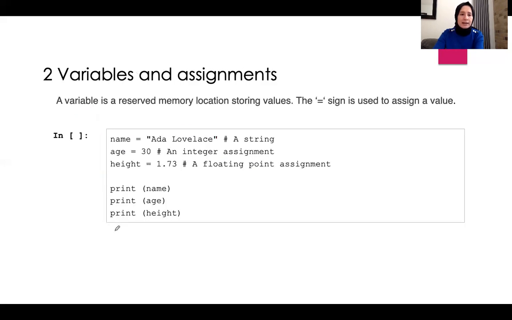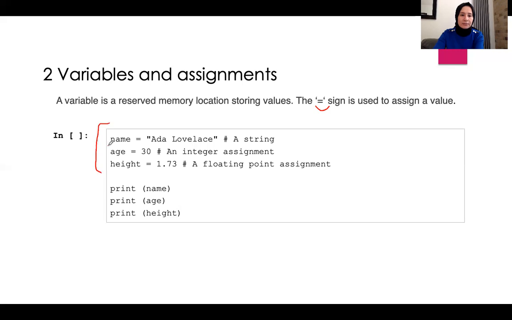Let's look at what variables are and how we can assign them. Basically, in Python, a variable is a reserved memory location storing values. The variable holds the data for us that we can use inside the code. When we assign a variable, we use the equal sign. So let's look at those examples here. We have three variables.